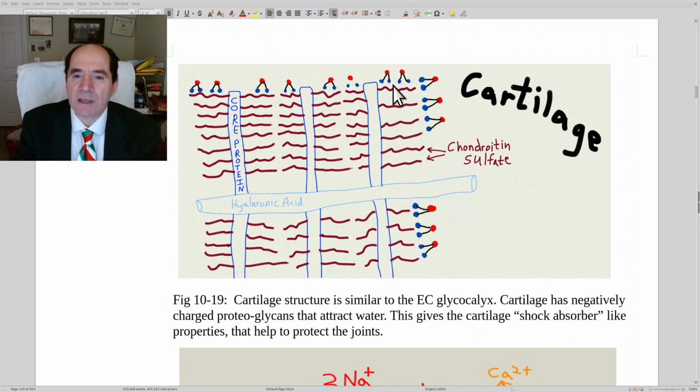And basically you get the same water interacting with them, and that makes the surfaces slippery, which is what you want inside your joint. And the fact that water is attached to it too contributes to giving it a little bit of a shock absorber effect. So imagine you're walking downstairs rather quickly. Your joints have to absorb that shock, let's say your ankle and your knee, and this cartilage material helps to make that possible.